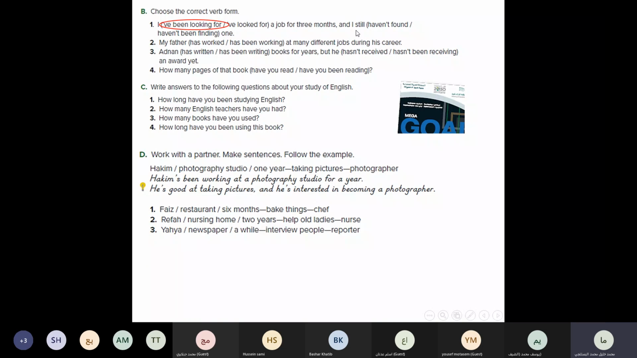And I still haven't found one. I still haven't found one, because here we focus on the number. Just one. Not here, there's no time. Number 2.